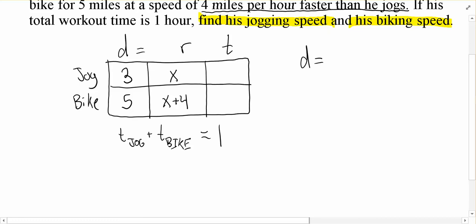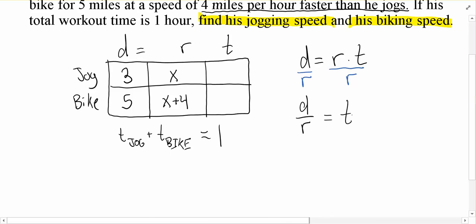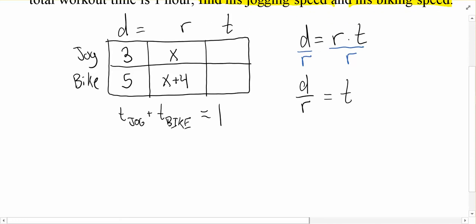So we know the equation D equals RT, but what if I want to solve that to get the T by itself? I could divide both sides by R, and that would say that time is distance over rate. So the time that he jogs for would be the distance he jogs divided by the rate at which he jogs. The time that he's biking for would be the distance that he's biking divided by the rate at which he is biking. And when I add those things together, I get 1.